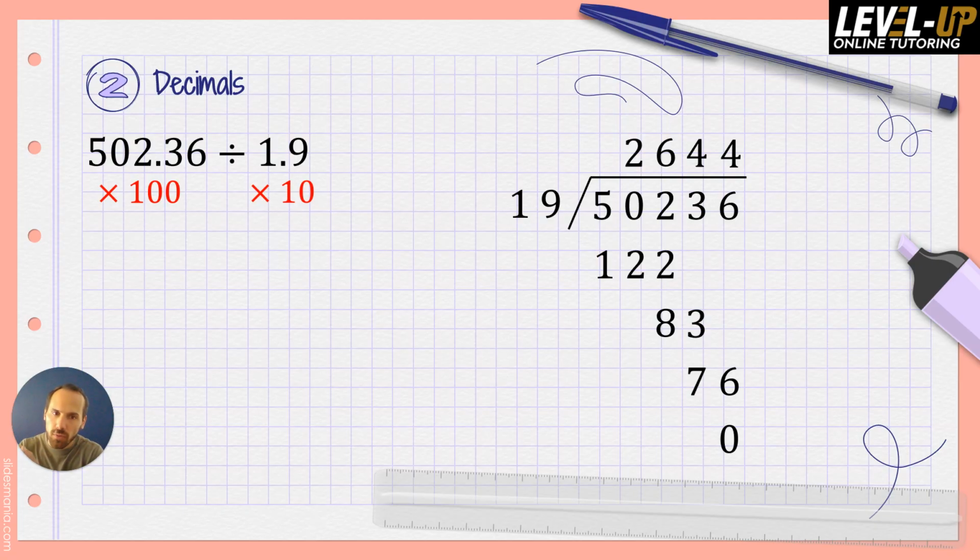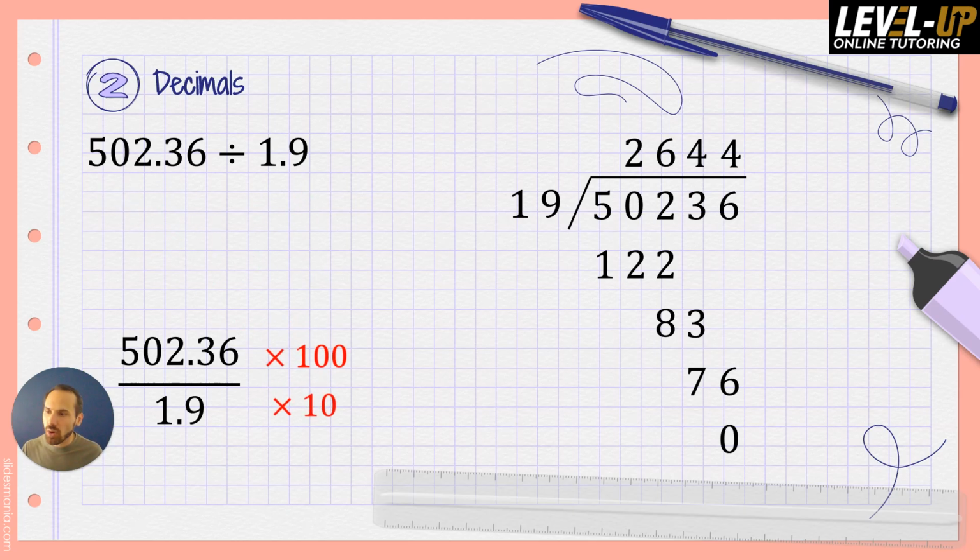You've got to be very careful of the operation that we're using. So if I put it like this as a fraction, 502.36 divided by 1.9, we're timesing the top by 100 and timesing the bottom by 10. So we're timesing by 100 divided by 10, which has a net result of essentially multiplying by 10. So that final answer we got over there, we actually have to divide by 10. And so the actual answer we want is 264.4. So this is how we would deal with decimals when it comes to multiplication and division. A slight change, but not too bad.